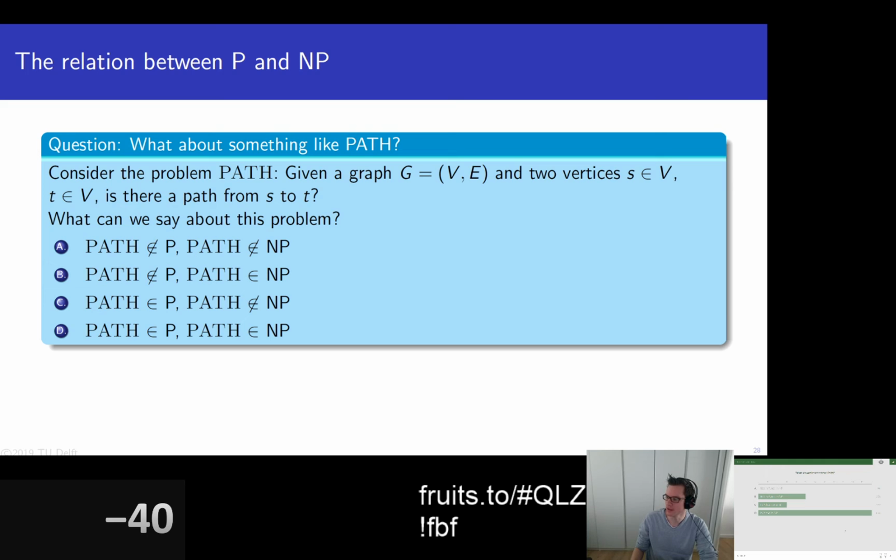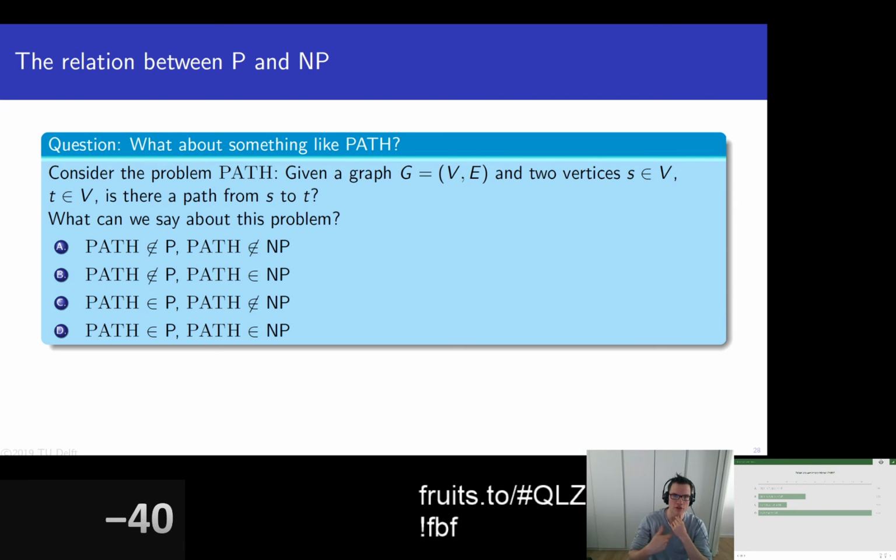Answer D is the most popular with about 60% of the votes. It is in P and it is in NP. Well, we already saw previously that it is in P, right? This question, given two vertices, is there a path from S to T? We can answer with BFS or DFS, runtime V plus E, that's polynomial, so Path is in P. That gets us to answer C or D. Is it also in NP? Well, how could I verify a solution? How could I check a solution in polynomial time?